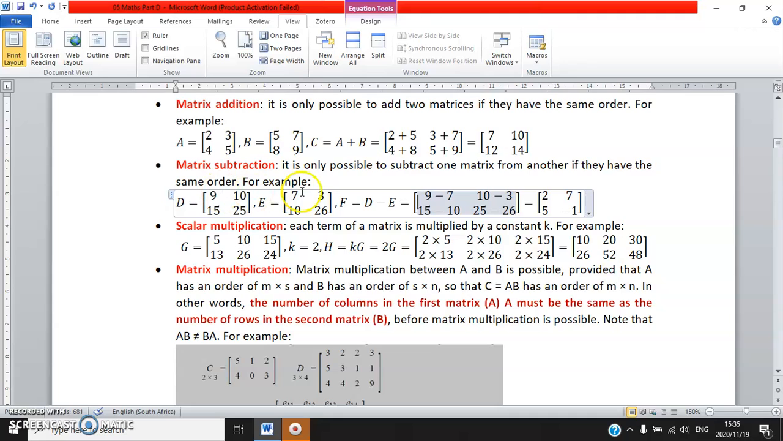So that explains 9 minus 7 here, that gives you 2. 10 minus 3 here, that gives you 7, and so forth. Okay. Oh, one thing I need to point out, it is possible to have a negative answer in an element of a matrix.